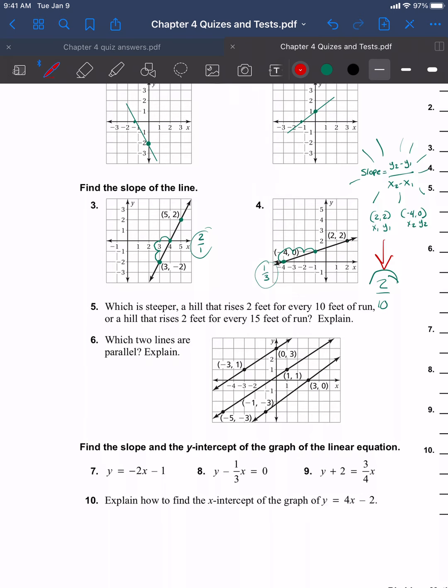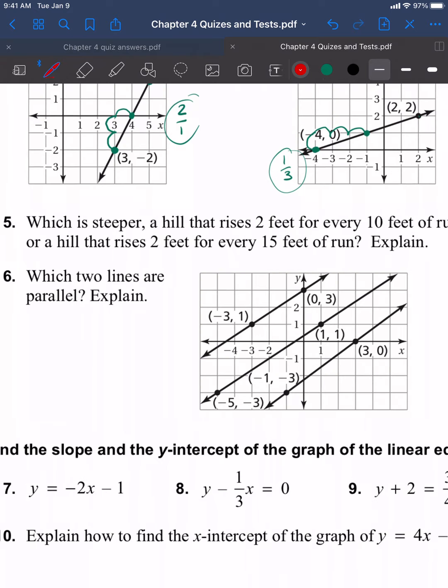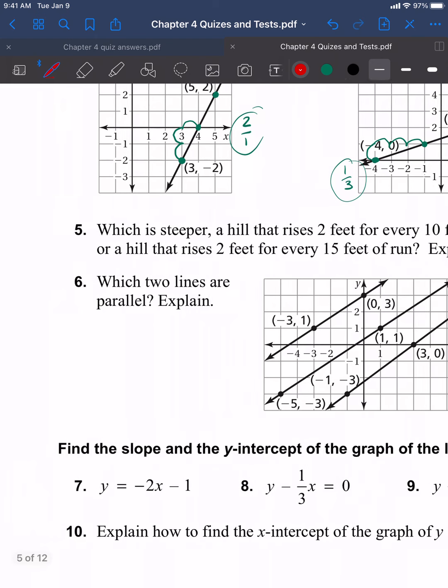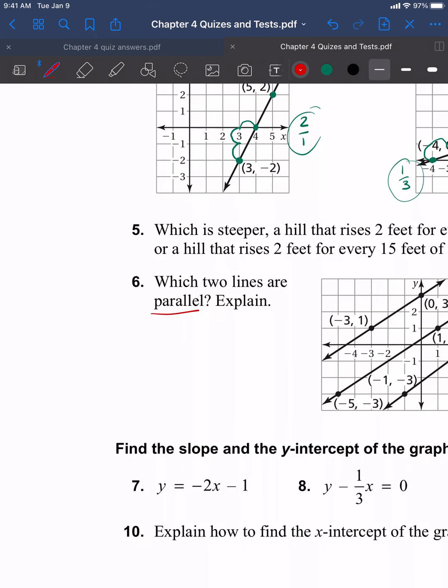All right, guys, number 6. Which two lines are parallel? Oh my gosh, this is like from chapter 1. Do you remember, if two lines are parallel, what will be the same? I heard slope. If two lines are parallel, their slope will be identical.